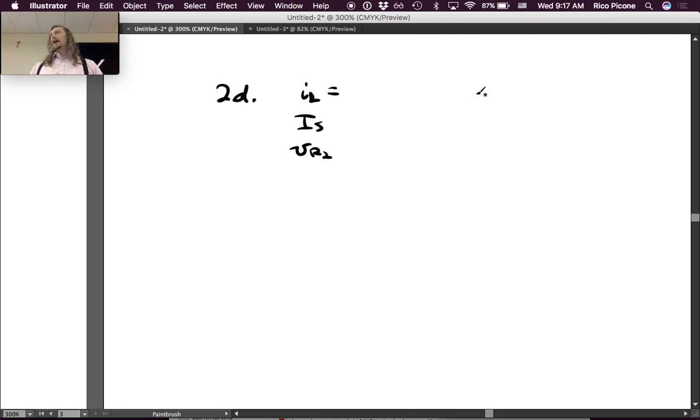So IL, how would we write IL in terms of a state variable or an input?